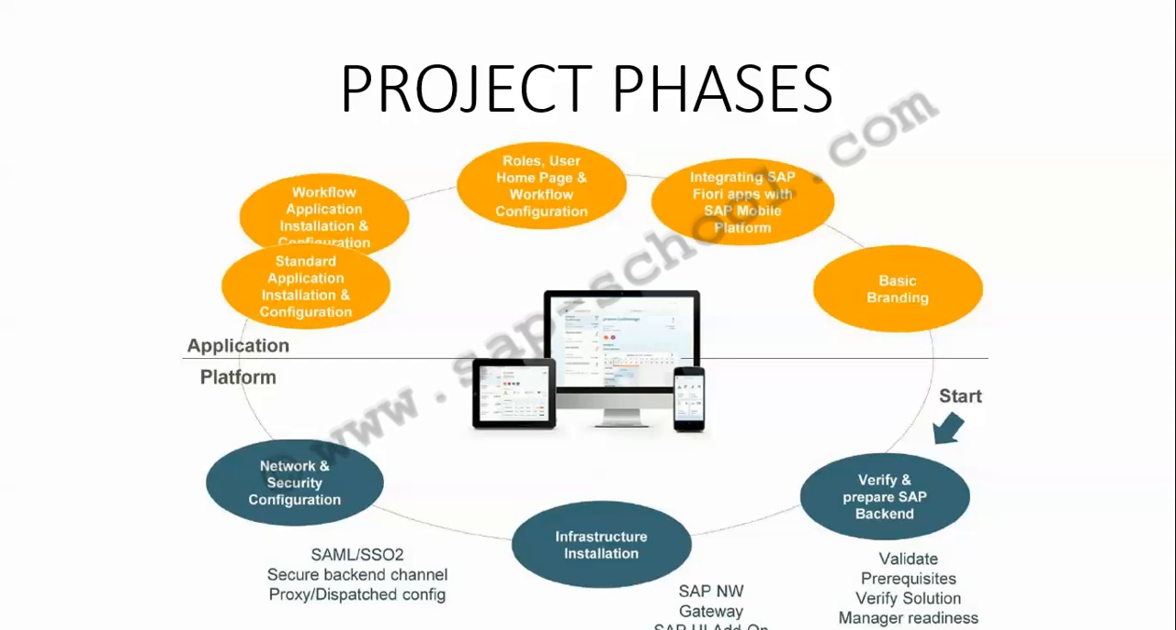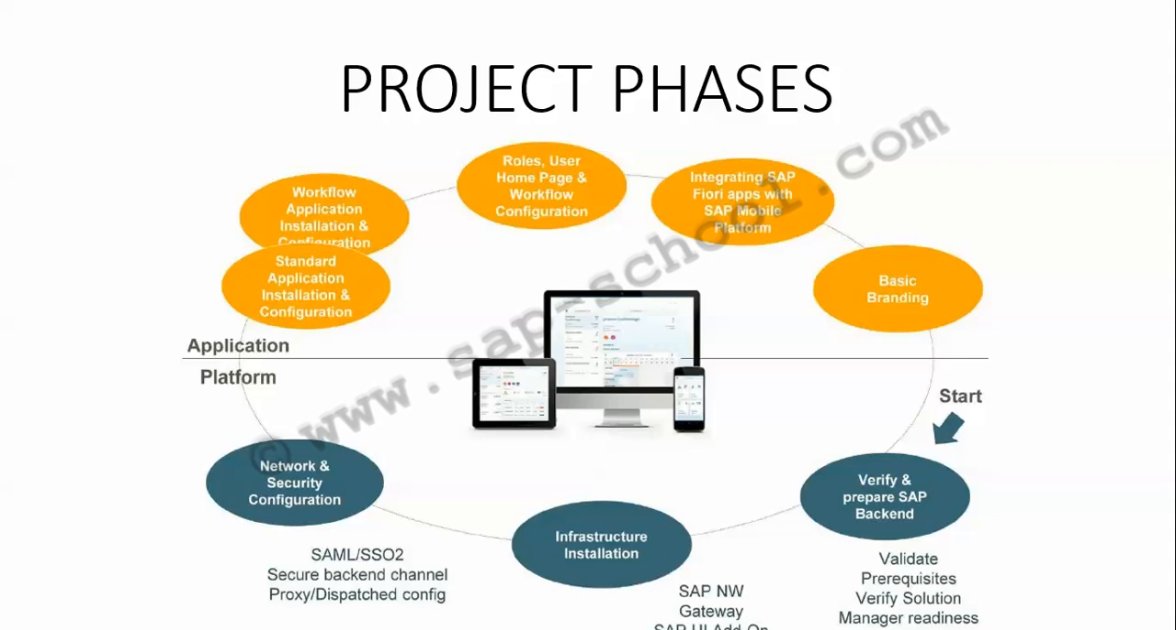So we start by verifying and preparing our backend SAP system, then we conduct the installation, then we do the configuration and the security. After that we move to the application side, where we set up the roles and users, and integrate the Fiori apps with the mobile platform if we want. So all these things come under the application side phases.